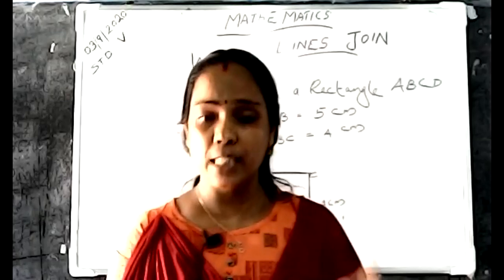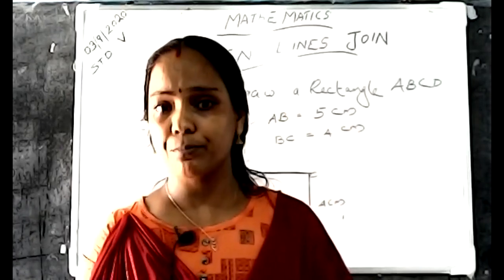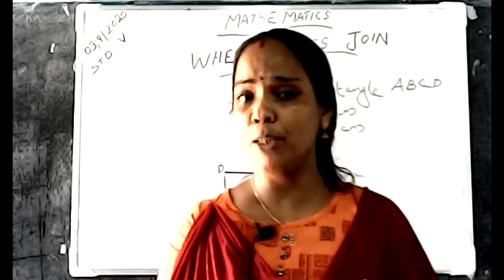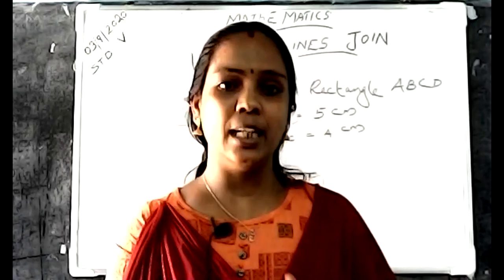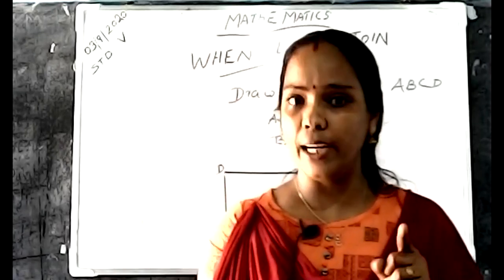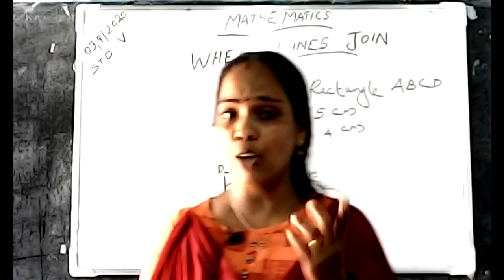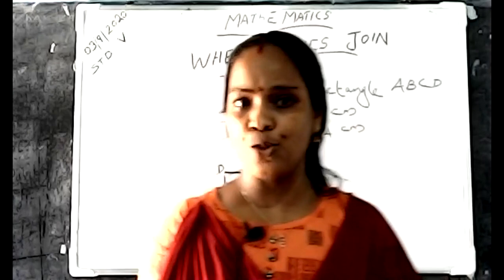Next one, which are the main types of angle? Right angle. How many degree? 90 degree. Above 90, obtuse angle. Below 90, acute angle. Next one, some figures you have studied. Some shapes are studied. Okay, I will ask some questions.